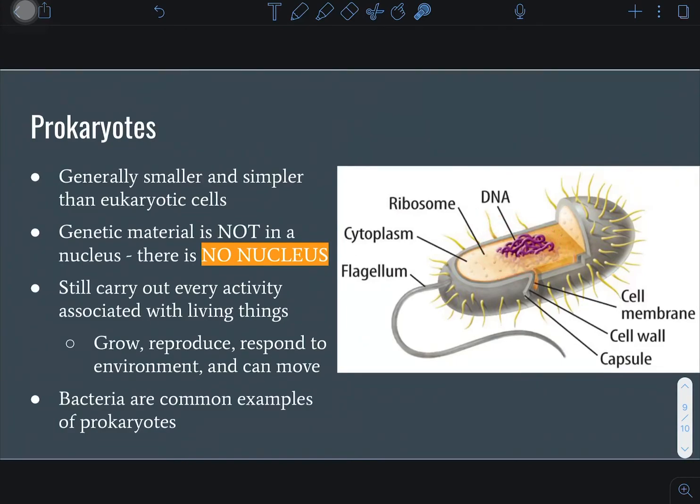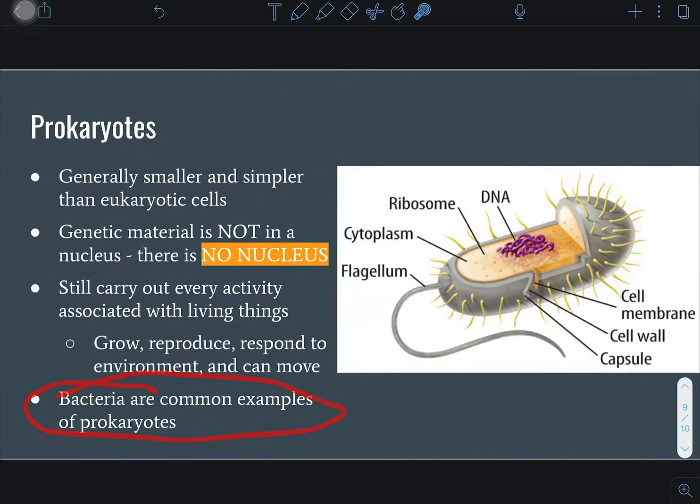They go through all the basic functions of life. They grow, they reproduce, they respond to the environment. Sometimes they move, sometimes they don't. That's what this thing is. This is called a flagella. It's a tail that allows it to move. They carry out all the same functions of life. There's just no nucleus.